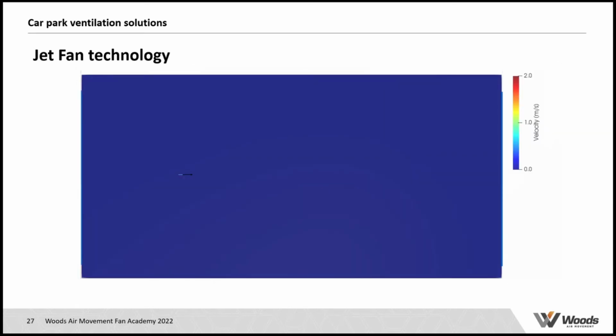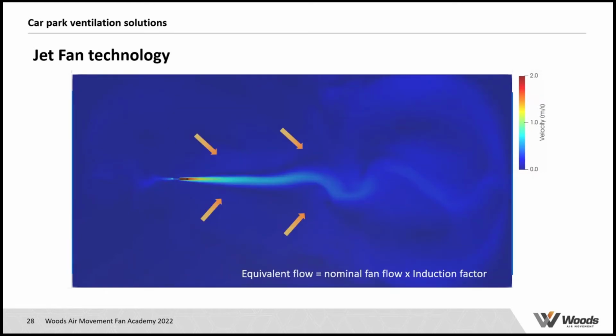Now, if we take a top view on velocity contours, you will see the jet fan, which is not running. So you'll see little to no air movement in this car park, which is going to change when we switch on the jet fan, and then you'll suddenly see that something changes in terms of the velocity contours in the car park.